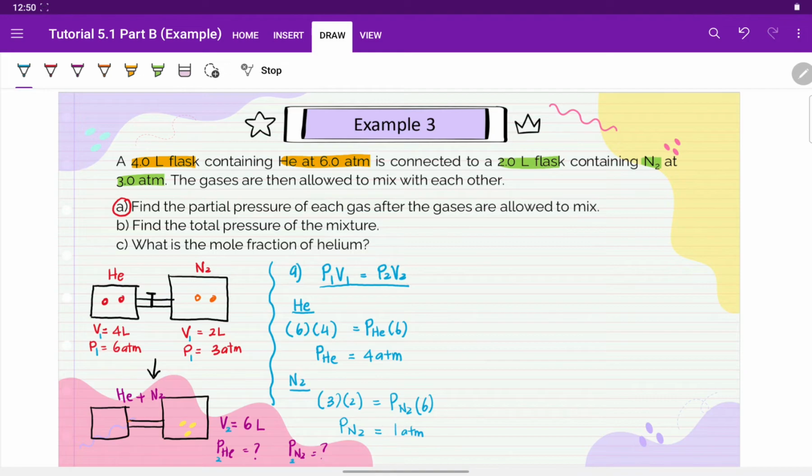Sebab apa? Volume dia dah besar. Okay, jadi partial pressure dia akan berkurang lah. Okay, so that will be for A. Now, kita proceed pula untuk soalan yang seterusnya.